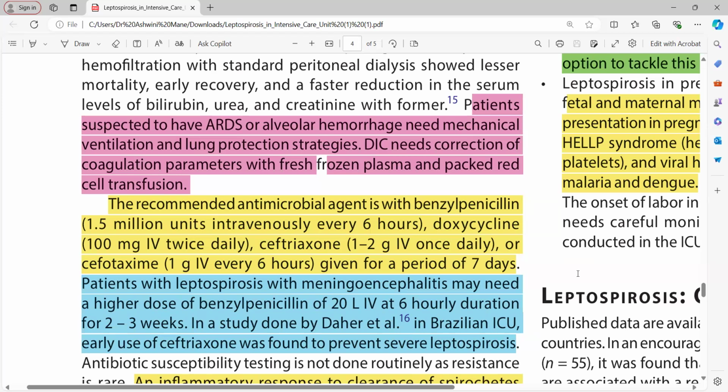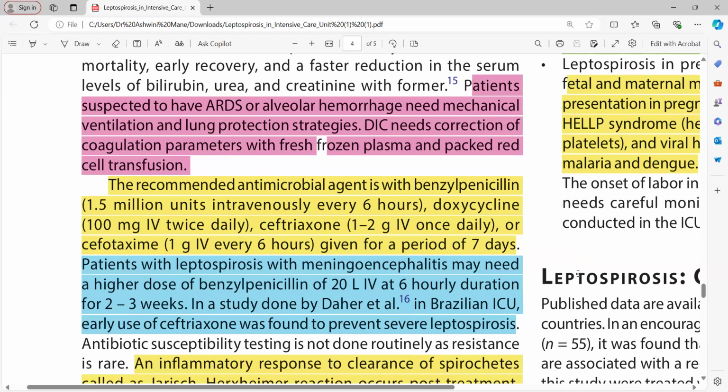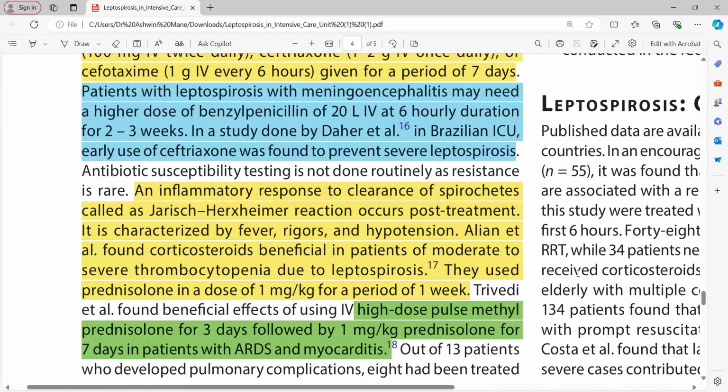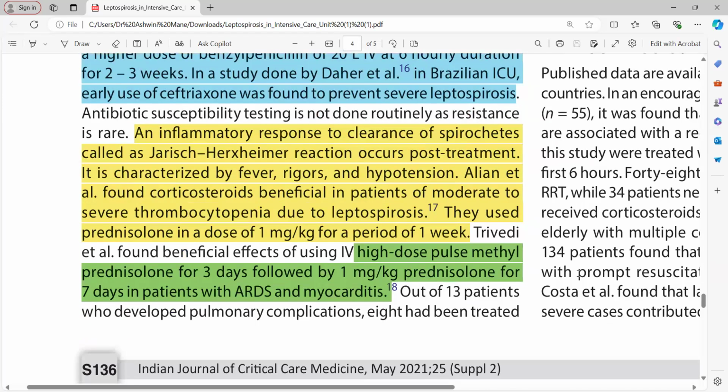In a study done by Daher et al. in a Brazilian ICU, the early use of ceftriaxone was found to prevent severe leptospirosis. Antibiotic susceptibility testing is not done routinely as resistance is rare. An inflammatory response to the clearance of spirochete is called the Jarisch-Herxheimer reaction, which occurs post-treatment. It is characterized by fever, rigors, and hypotension.